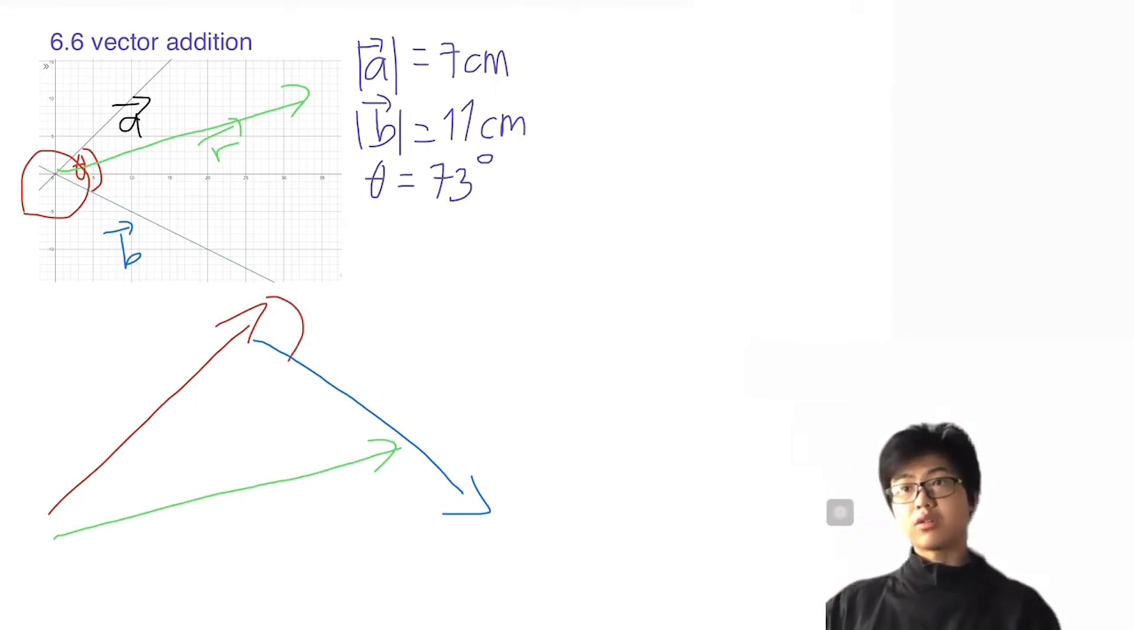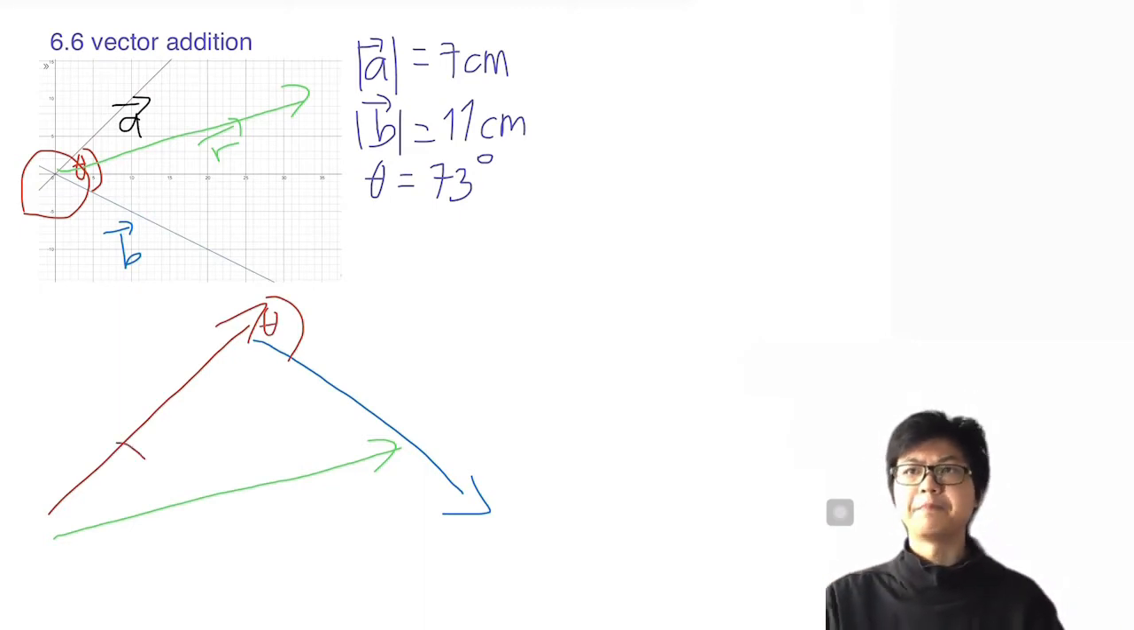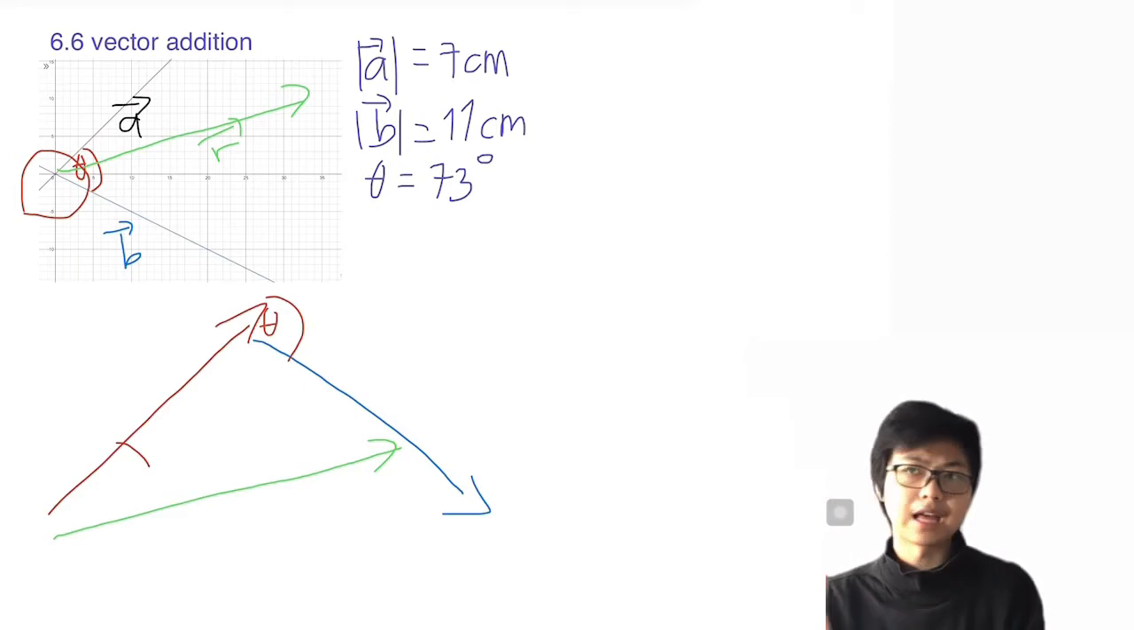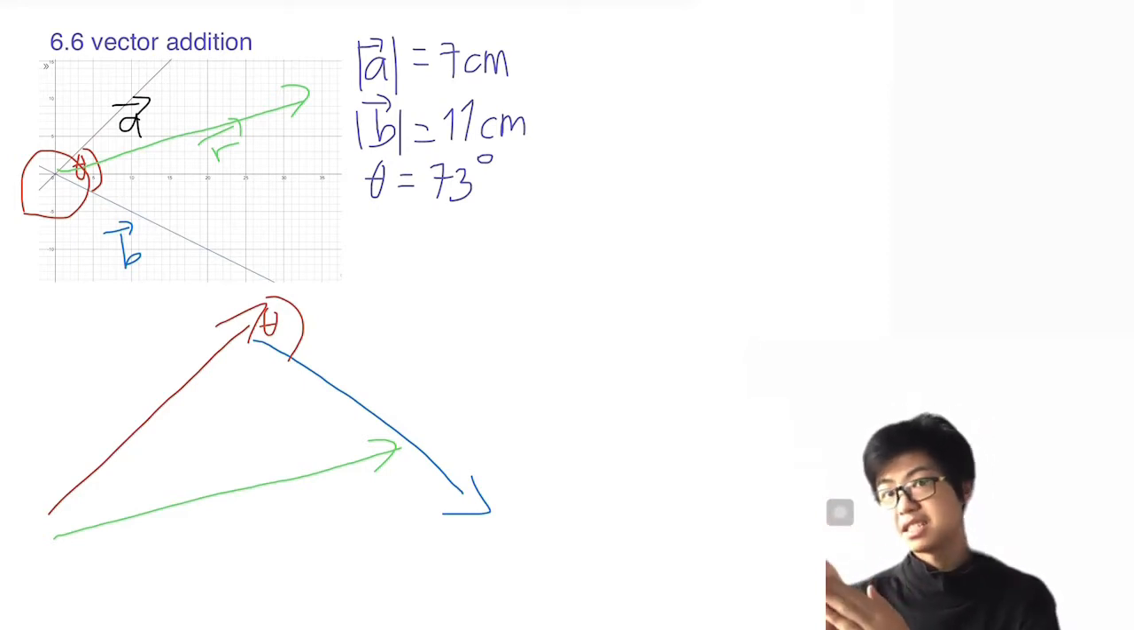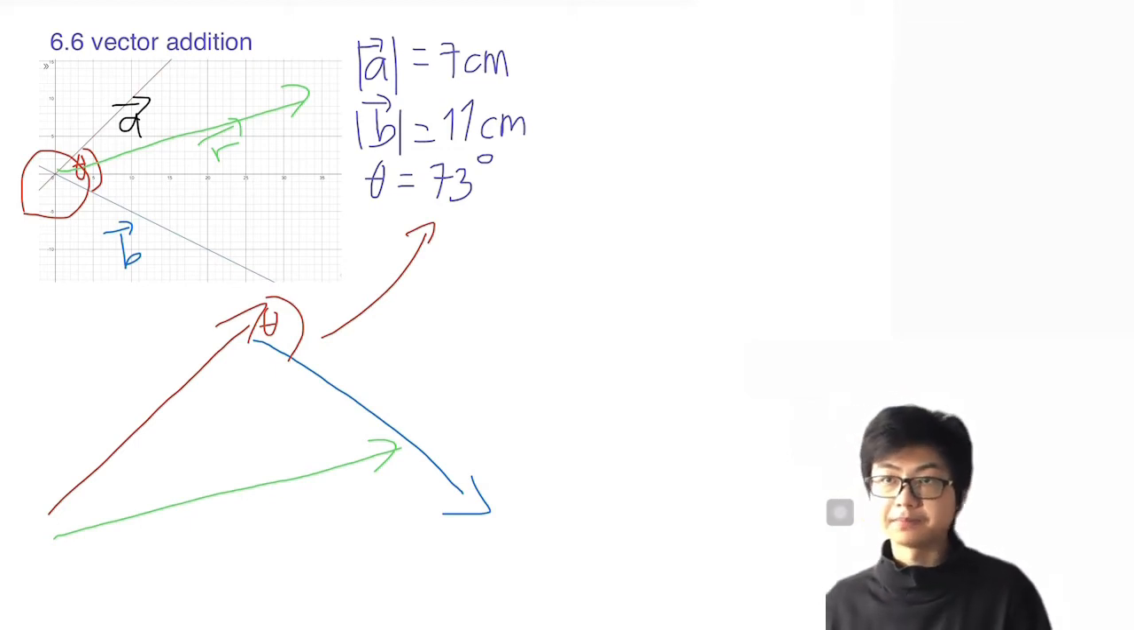If I can recall correctly, oh yeah, before that, let's just go on with the A. Theta is going to be at that position, which is between A and B. If I extend the line right there, it's going to be 73 degrees.